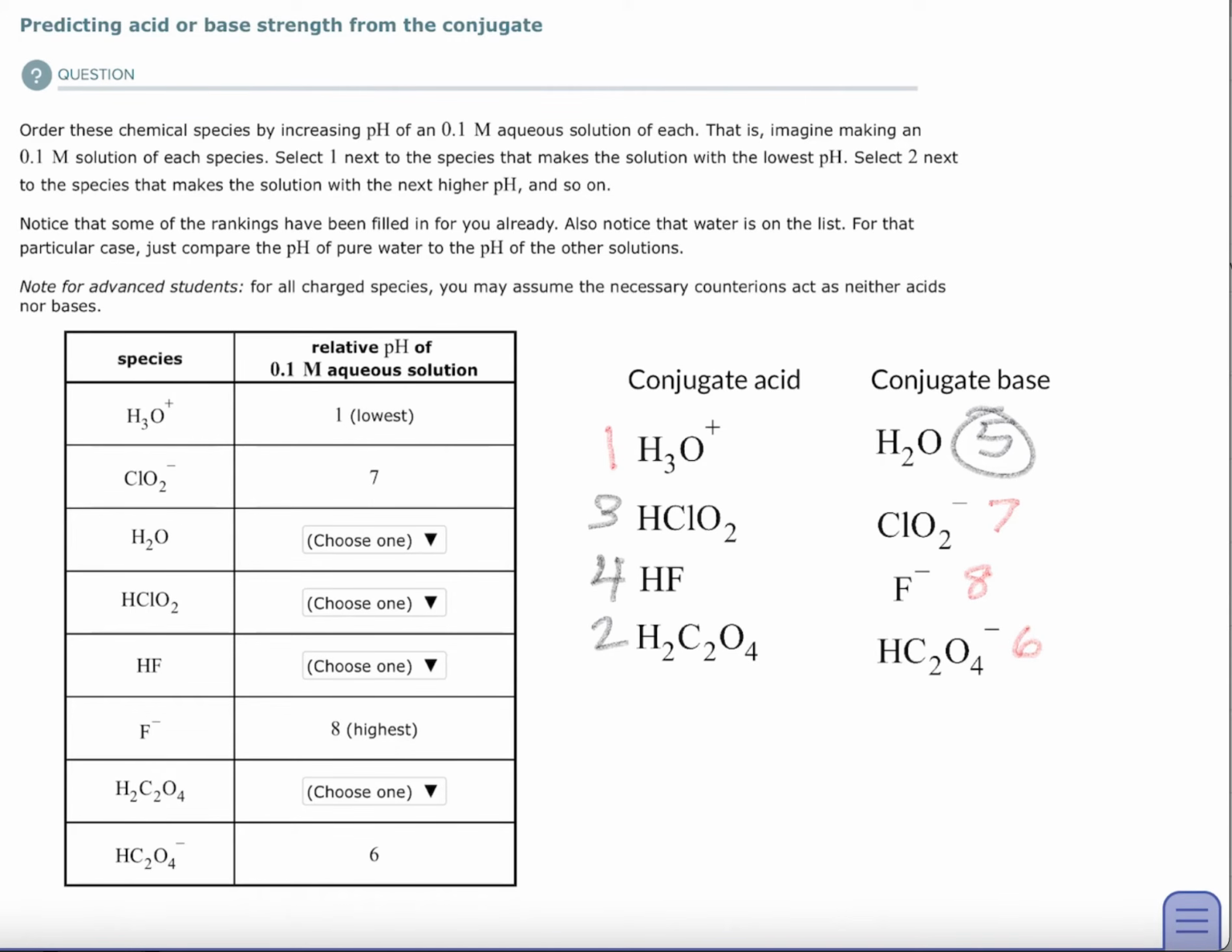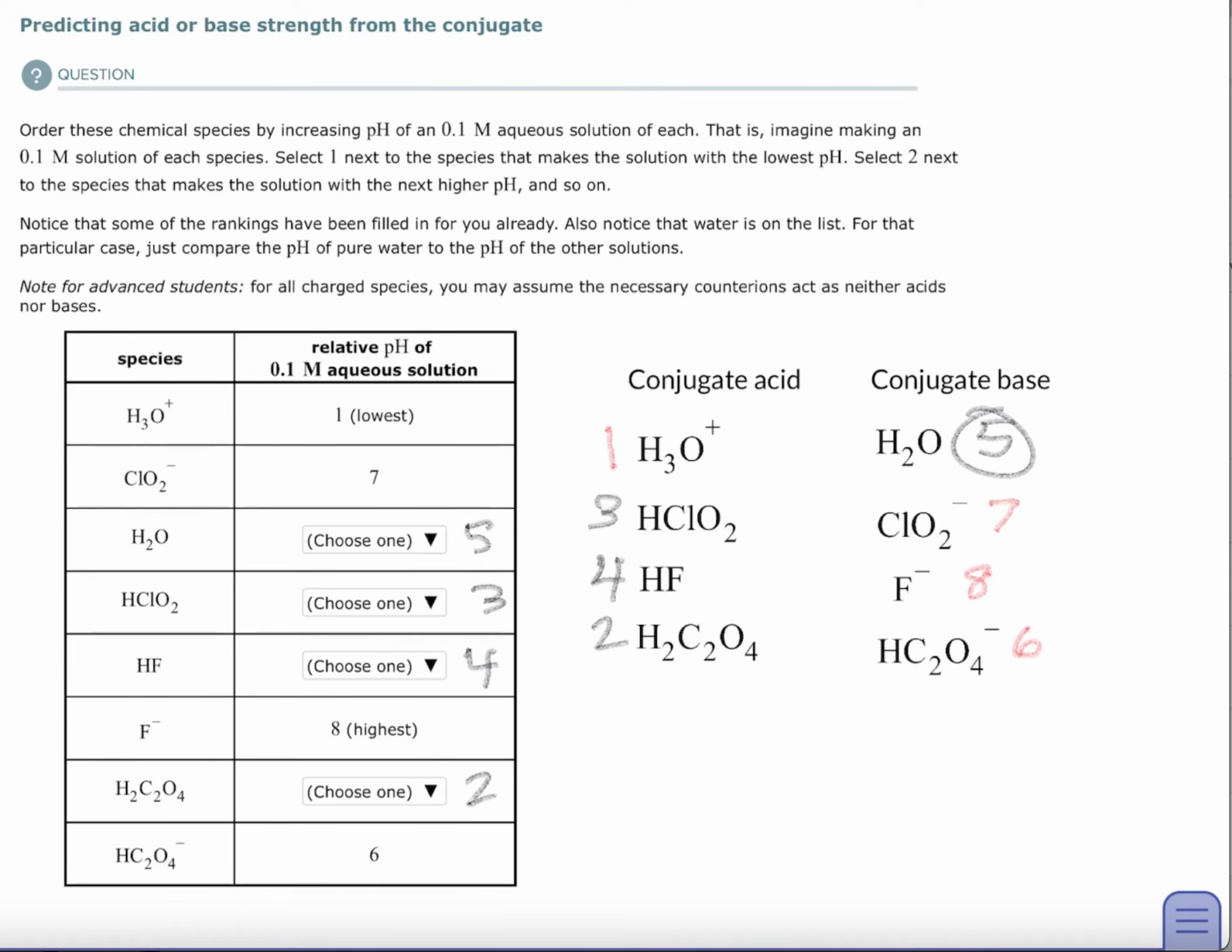So this is what you're going to fill out. The water is going to be a 5. The HClO2 is going to be a 3. The HF has to be a 4. And the H2C2O4 needs to be a 2.